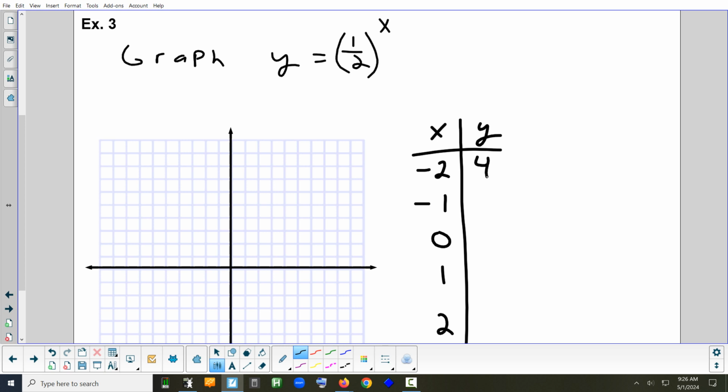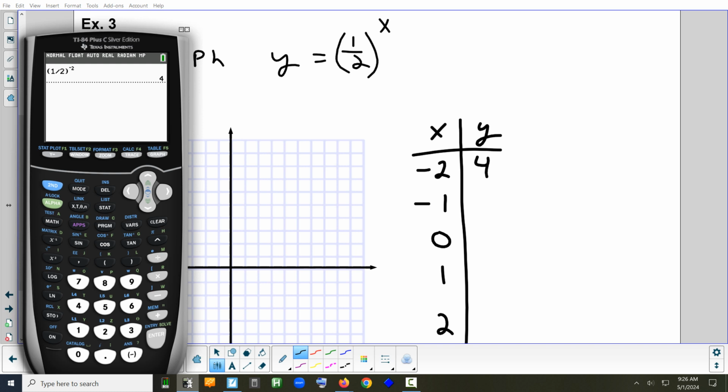After you do the first couple, you should start to see a pattern in the y's. If you don't see a pattern, then something's wrong. What's the next x value I need to plug in? -1. If you're using one of my calculators, you can bring up the last thing you typed in and just change the one thing that you want to make different. It just saves me having to type the whole problem in. Hit enter, and what did I get for a y value this time? 2.